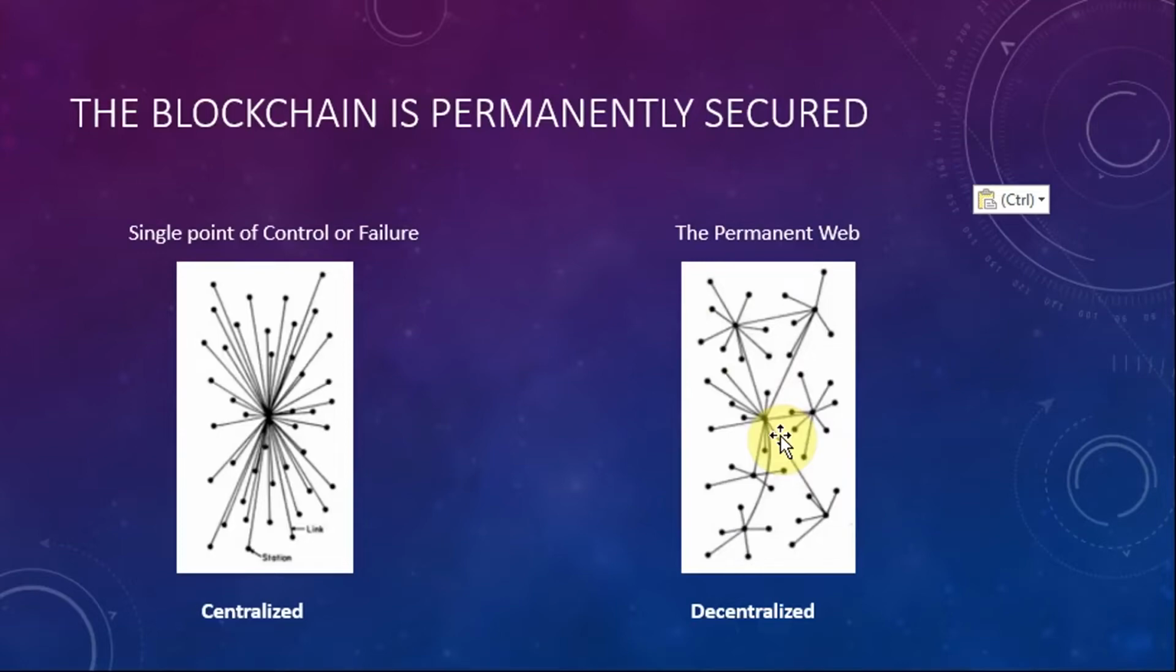And this creates a kind of permanent web, because if one of the nodes is down for some reason, the records are still there, because it's decentralized and distributed all around the world. So the blockchain creates this permanent web, which is the original intention of the internet. The internet was originally designed to be decentralized, actually, not centralized.